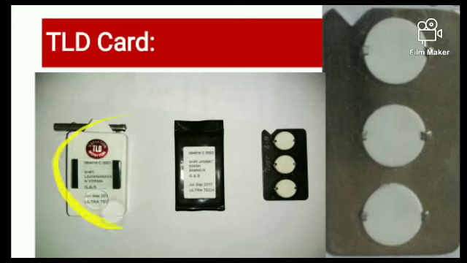So this is the TLD holder and cassette, and this has the clip, and the main purpose of the clip is to attach it to the worker's area of interest, like it may be the chest. If you are working mainly at diagnostic level, you can limit it to the chest. If you are working in the nuclear field or any area where you are making radioisotopes, you have to additionally use wrist, hand and head TLD badges also, because those areas also come into contact.